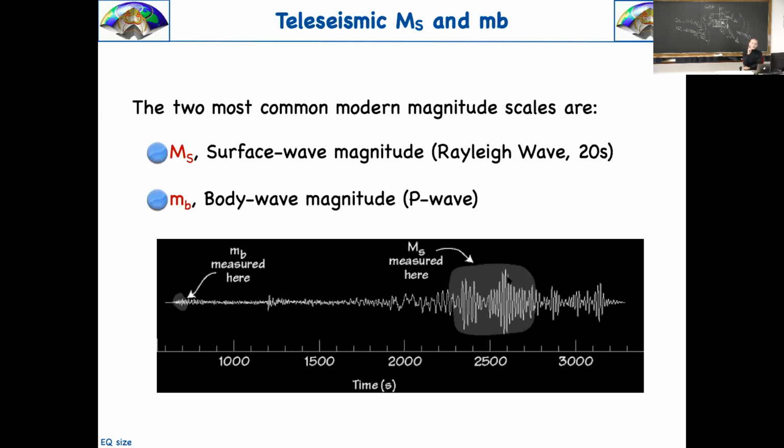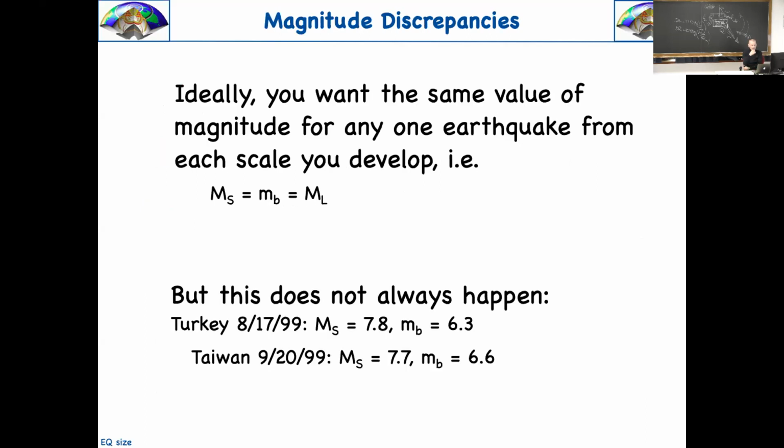But there is another one. And this is what we are going to develop in the next slides. Because actually, if you take some events, especially the large ones, you can see that the numbers are not the same. They could be very different, like in these two examples that occurred in 1999. If you take the Izmit event or the Chichi Taiwan event, you see that MS is much larger than MB.